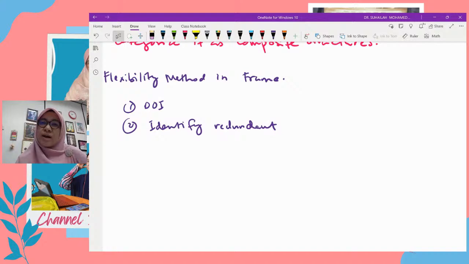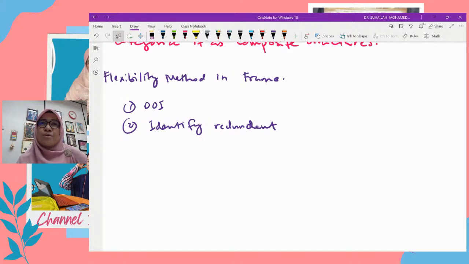Why do we need to calculate DOI? Because the answer is number 2. Why do we need to calculate DOI? Because we need to identify redundant, because we know that the number of degrees of indeterminacy is equivalent to the number of redundants in the system.